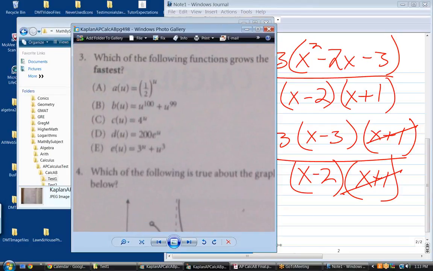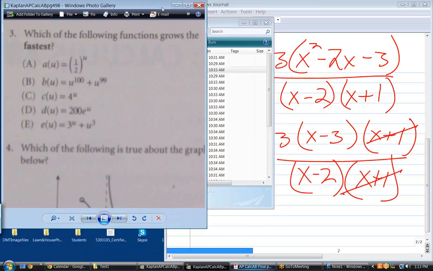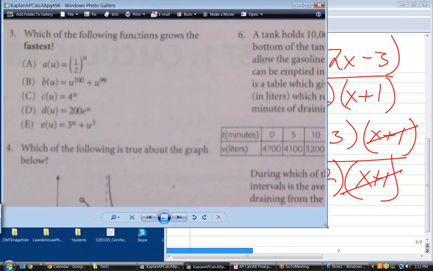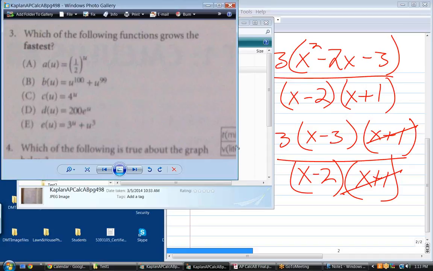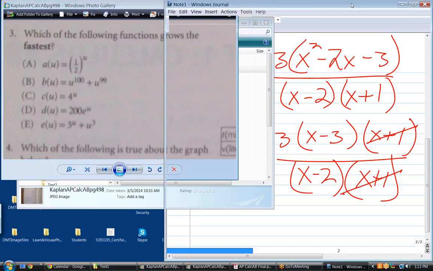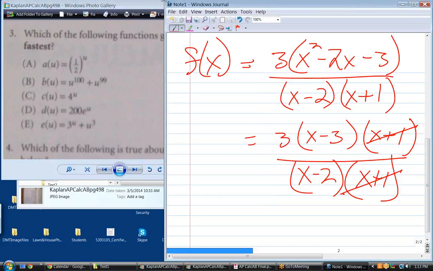Sorry for the blurriness of this one. If you can't read it, I can read it. Okay. I was going to say I can write it down on my tablet.